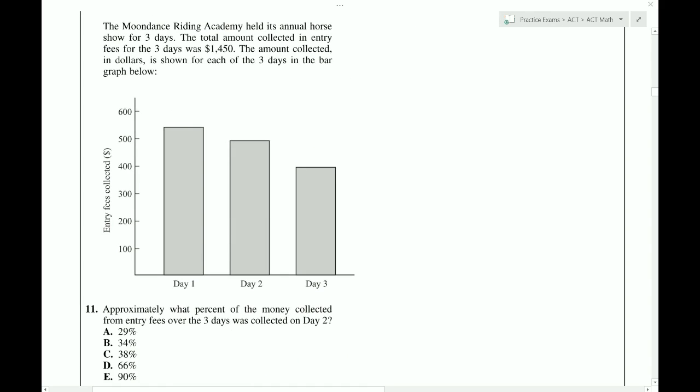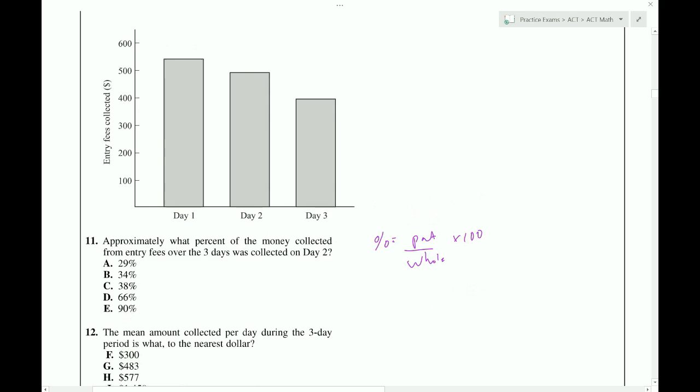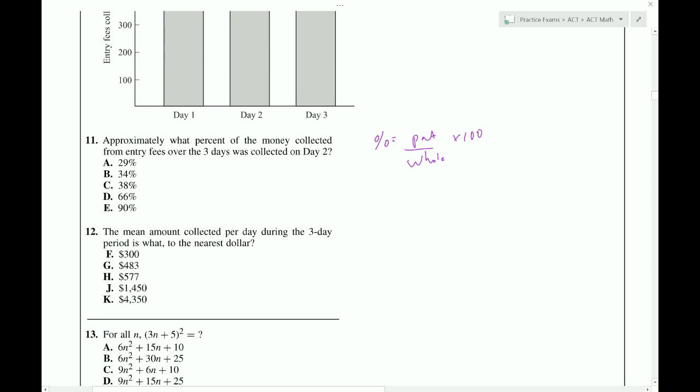The Moondance Riding Academy held its annual horse show for 3 days. The total amount collected in entry fees for 3 days was $1450. The amount collected in dollars is shown, approximately what percent? Okay, so they want a percent, which is going to be part over whole times 100. Now we already saw the whole is $1450 for the 3 days.